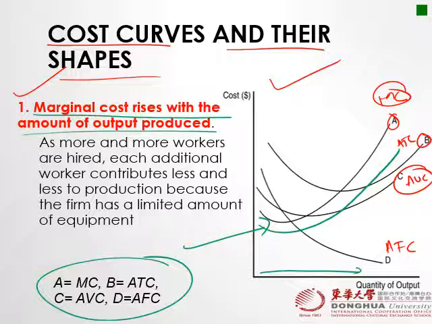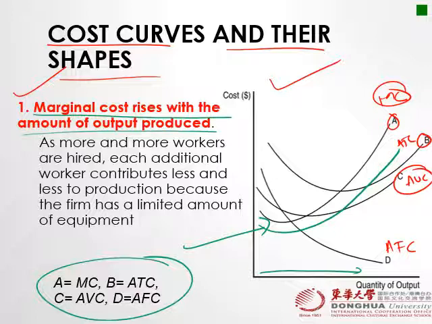By looking at this graph, can you identify which one is marginal cost, which one is average total cost, which one is average variable cost, and which one is average fixed cost? So we have learned from our cost of production that A is called marginal cost, B is called average total cost, C is called average variable cost, and D is called average fixed cost.